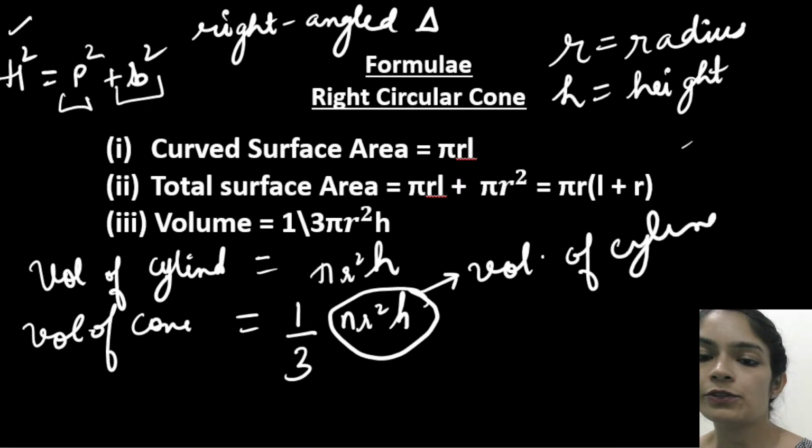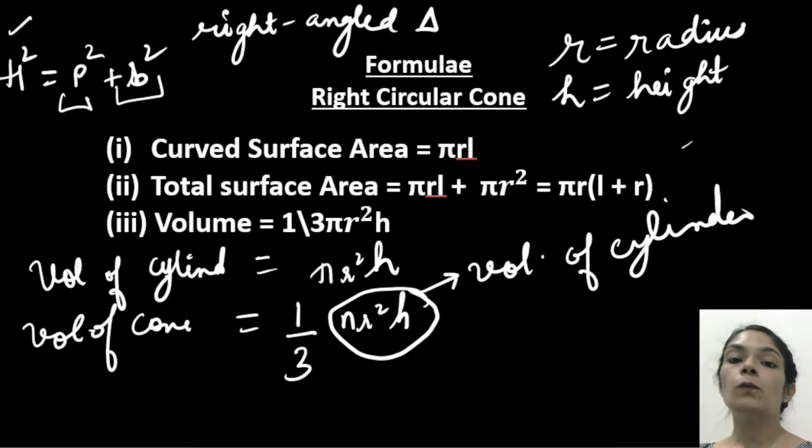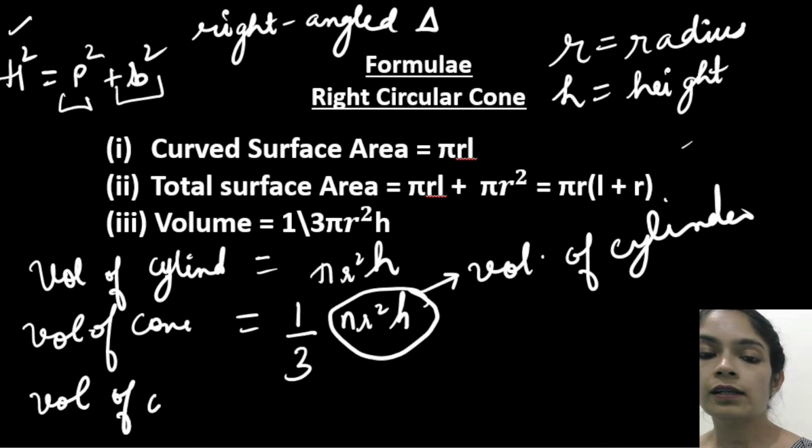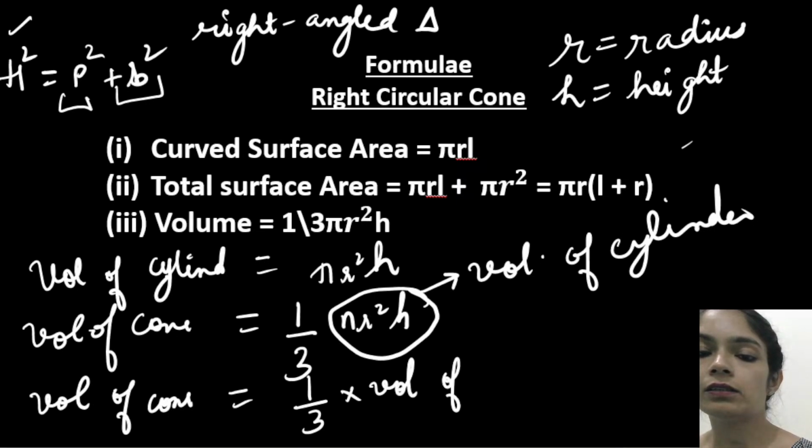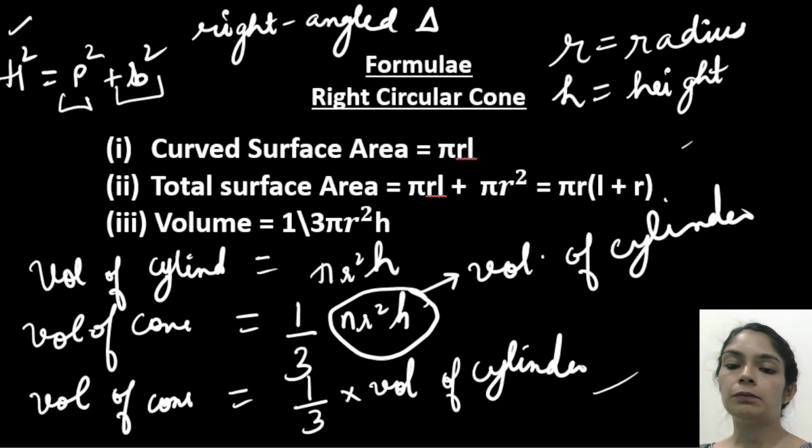So there is a relation between the volume of a cone and the volume of a cylinder. You can see the relation: the volume of a cone is equal to 1 by 3 of the volume of a cylinder. This is a very important relation. If you know one of the volumes, the other you can easily find with this relation.